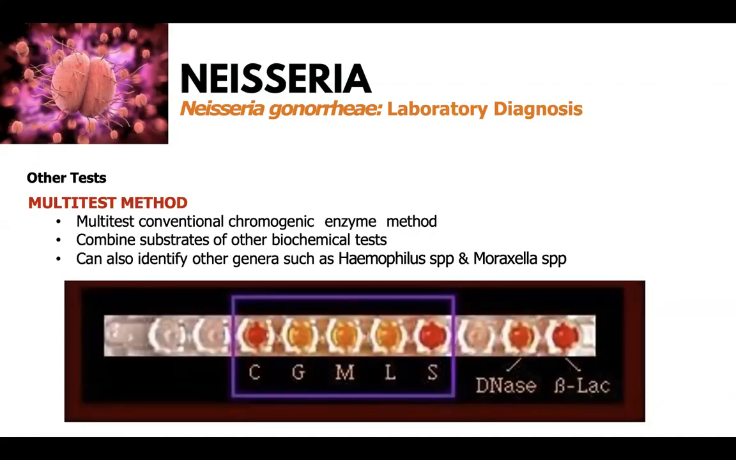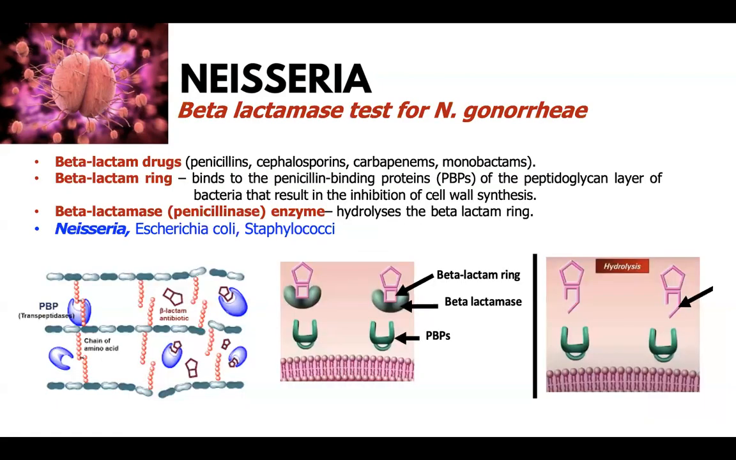So you can use this not only for checking out carbohydrate utilization properties of your organism, but you can also do DNA testing and beta-lactamase identification in this strip. Di ba? So nice siya. And pwede rin naman gamitin for Haemophilus and Moraxella. So kaya naman multi-test. Okay?